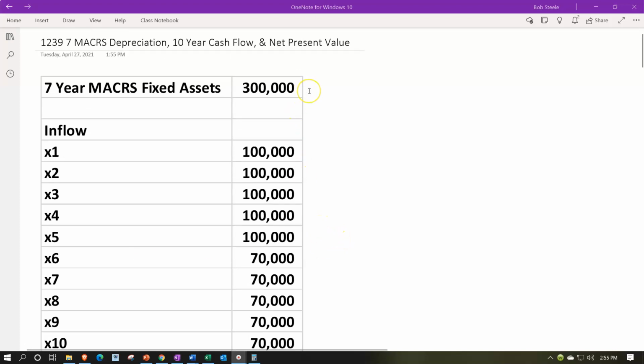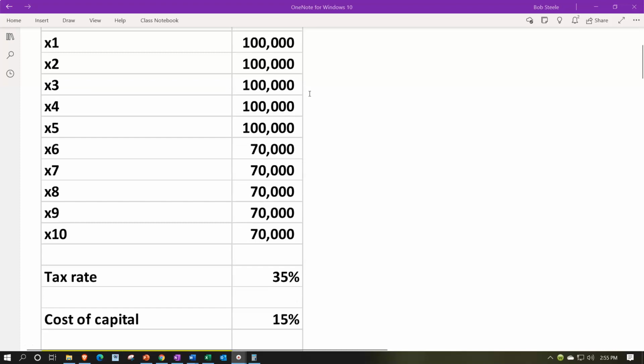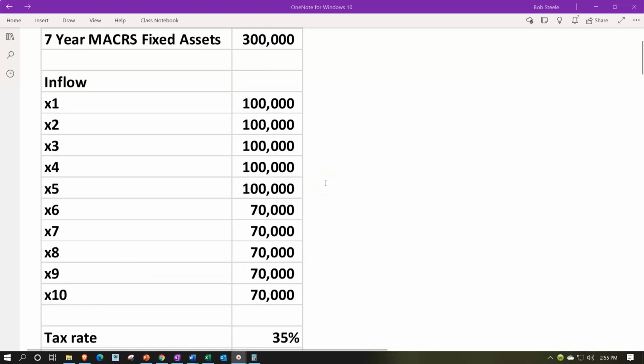So we're putting down the $300,000 up front. We're going to be purchasing fixed assets that will be depreciated. Taking that into consideration, we have to consider the tax depreciation so that we can look at the cash flow related to the taxes, and then we'll calculate our cash flow. We'll then calculate our net present value.